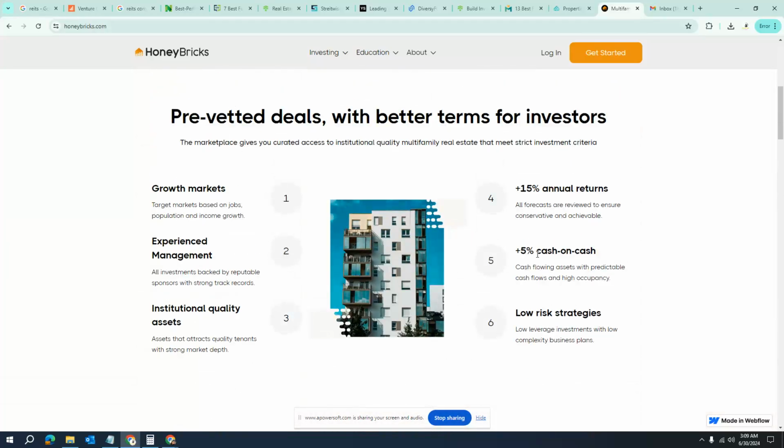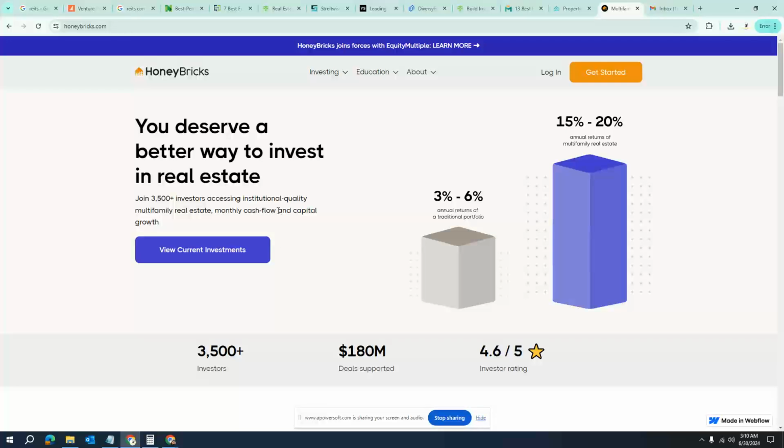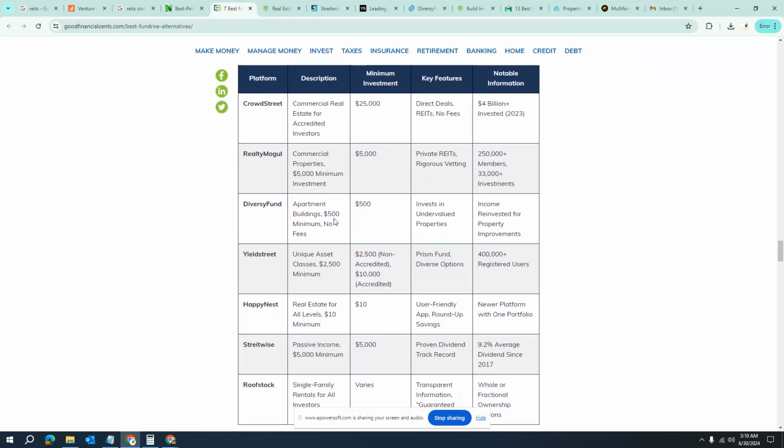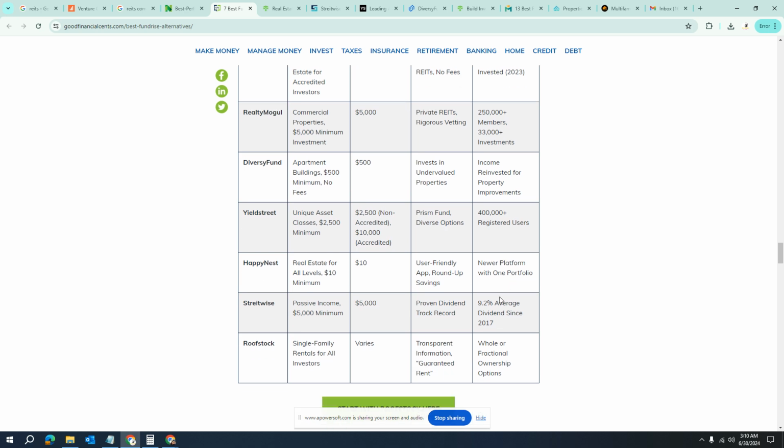And a lot of the returns of real estate are really good. There is growth market, experienced management, institutional quality assets, up to plus 15% annual returns. That's a lot. Low risk strategies and a lot of these properties, all of these REITs, a lot is backed by real estate, backed by property. So it's a good investment. It's very stable. It's good for long term investment. Just do your due diligence. Want to know how much money you have to pay for the entry, like the minimum, the fees, how long before you exit and get that money back in the future.